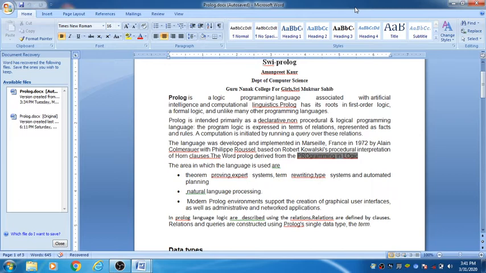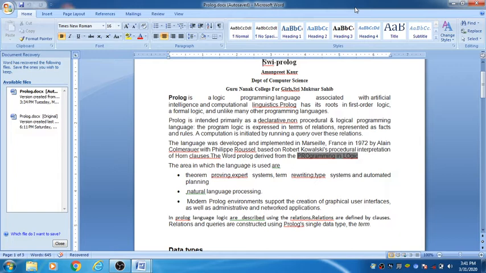Prolog is primarily intended as a declarative language. What do you mean by the term declarative? Declarative means when you specify the goal, only the states of the problem are specified, but the rest of the part depends on and is performed by the language. That's why it is also called a non-procedural language, and I have already explained the term logic programming.